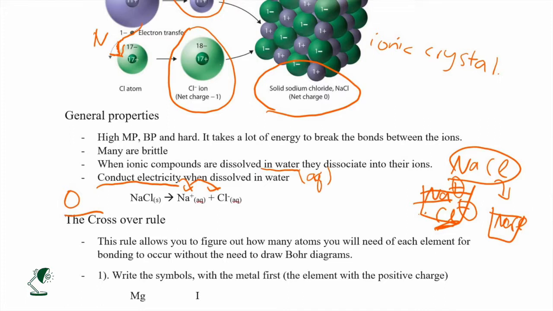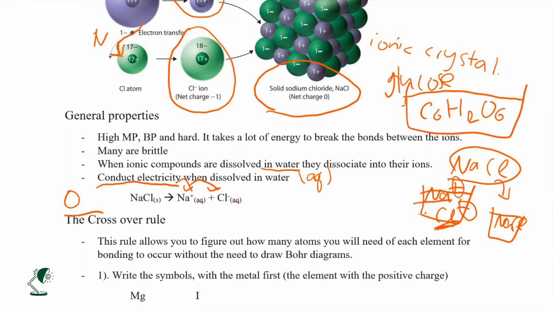Okay, here's my question. What about sugar? Sugar is also called glucose, which has the chemical formula C6H12O6. This sugar, even though it is dissolved in water, will not form ions. That's why sugar water cannot conduct electricity.